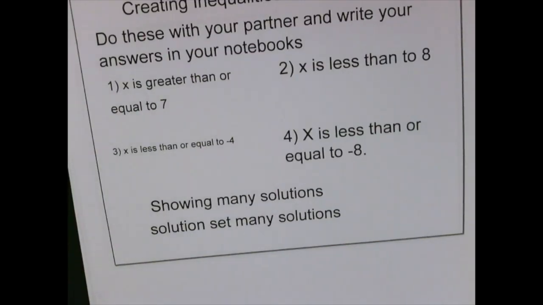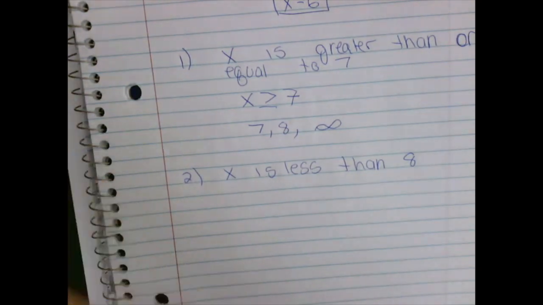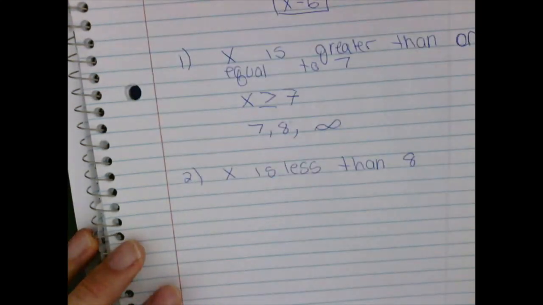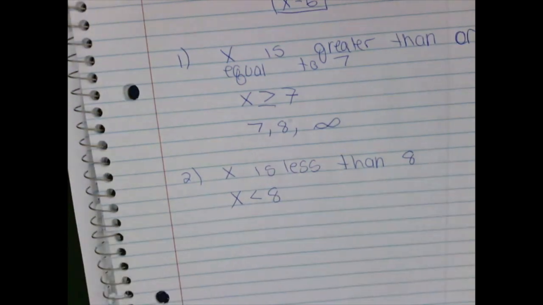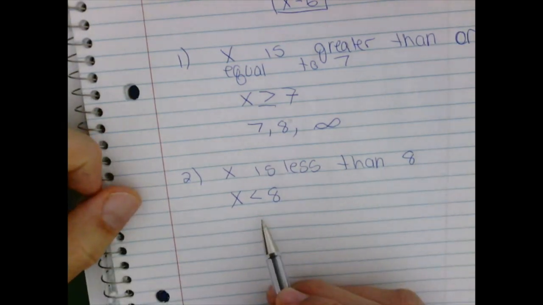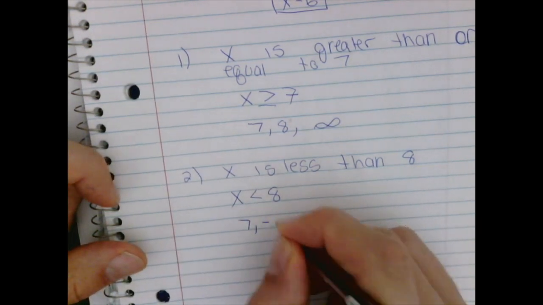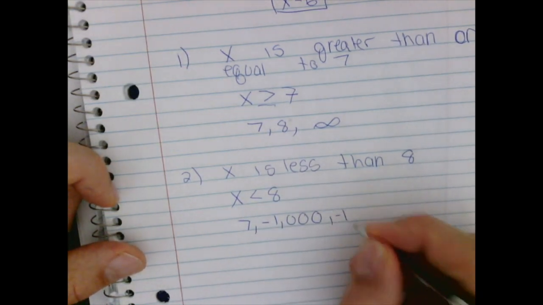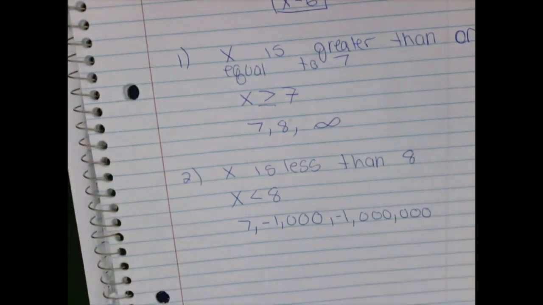Number 2, it says x is less than 8. Well, let's look back at this paper. The inequality sign goes in that direction. X is less than 8. And there we go. So what are some possible solutions for this inequality? 7 is less than 8. Negative 1,000 is less than 8. Negative 1,000,000 is less than 8. And again, the solutions go on forever and ever.